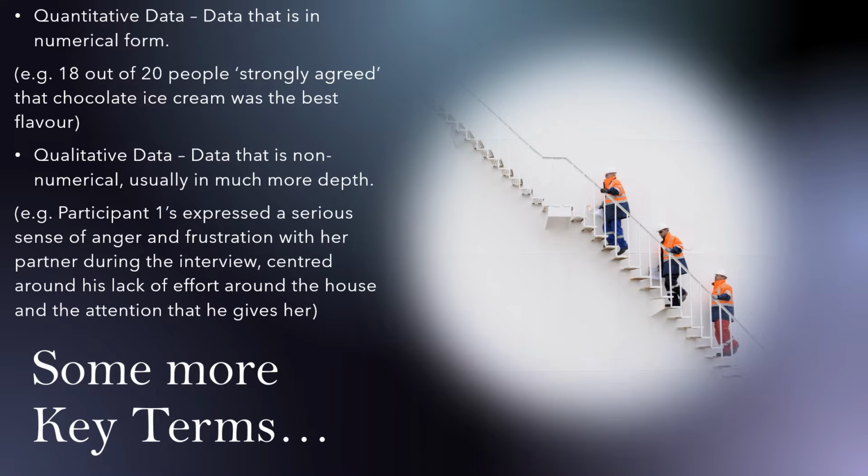The opposite is qualitative data. This is data that's non-numerical. It's word form, and it's usually in far more depth. There's a lot more detail with qualitative data. It's usually around people's feelings and opinions as well.